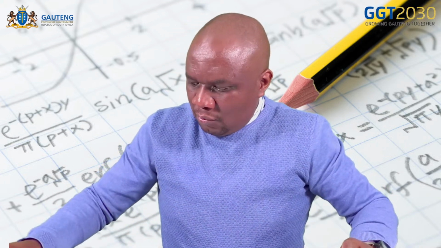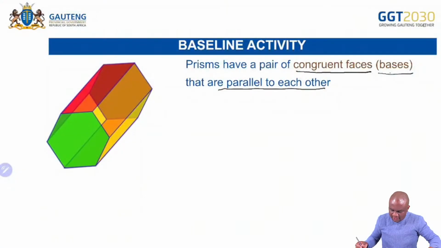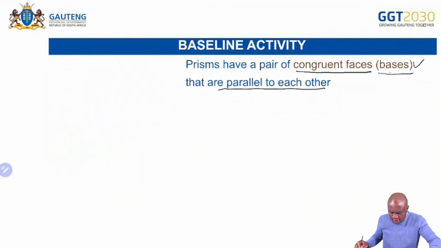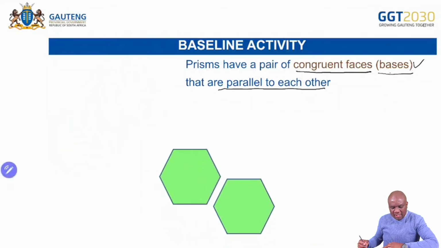So you must understand what prisms are. Prisms have a pair of congruent faces, which are called bases, that are parallel to each other. It is very, very important for you to understand that. Okay? And now this is the base. Let me use the hexagonal prism to explain the characteristics of a prism. So we have the polygon this side, and then we have the polygon this side.